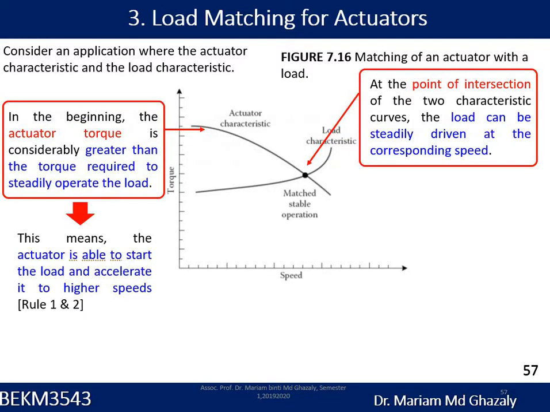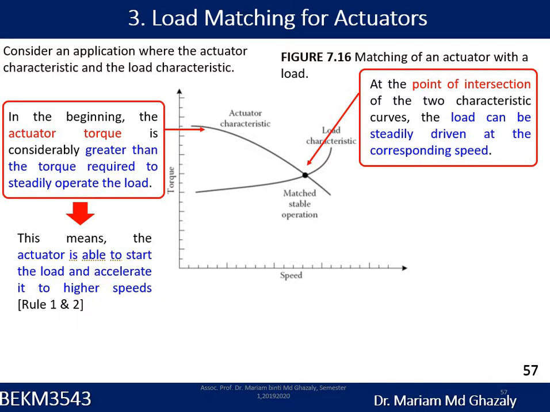Okay, so in this case, if we take a look at the torque speed characteristics of a load and actuator or the motor itself, we can see that the actuator or the motor torque speed characteristics must, at the initial point, be larger than the load. It is important because we have to make sure that you can accelerate the load to the required operating speed. If it is larger, it is able to start the load and accelerate to a higher speed. The operating speed, or the stable steady state speed, is where the point of intersection happens.